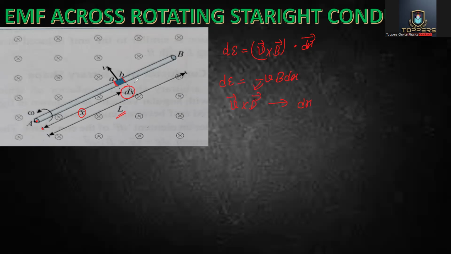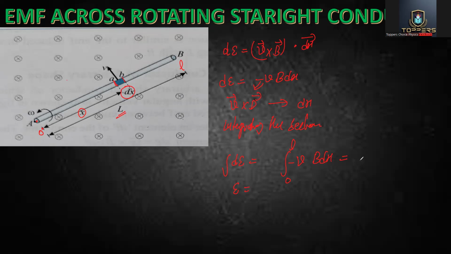So if we integrate dE is equal to minus V B dx, actually we have to take one negative sign, from 0 to L. So it will be E, and what are its limits? The lower limit is 0, the upper limit is L, small l or capital L, whatever you take, that's up to you.